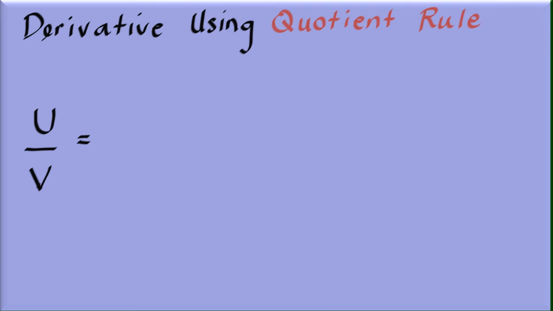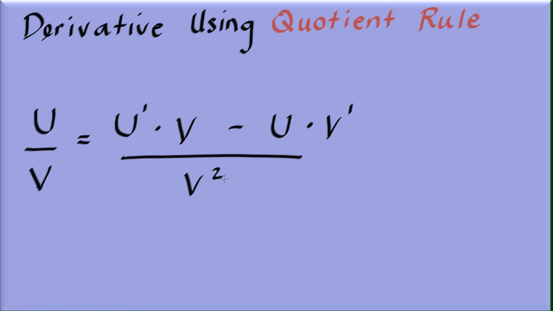So let's say we have a quotient or fraction u over v. The way the quotient rule works is that we take first the derivative of u. So we say u prime multiplied by v, and then minus u multiplied by the derivative of v, or v prime, all over the square of v. Okay. So u prime times v minus u times v prime over v squared.